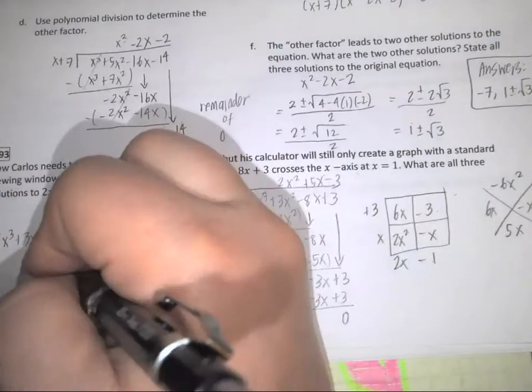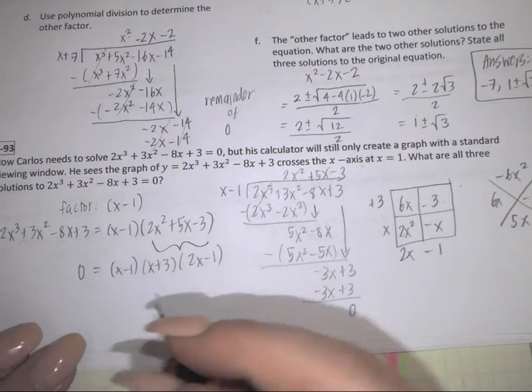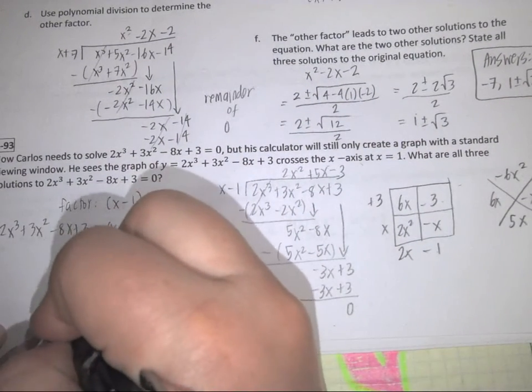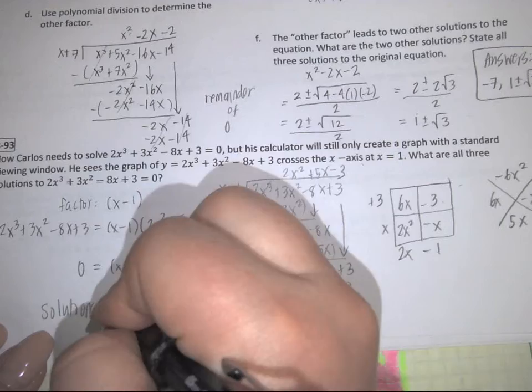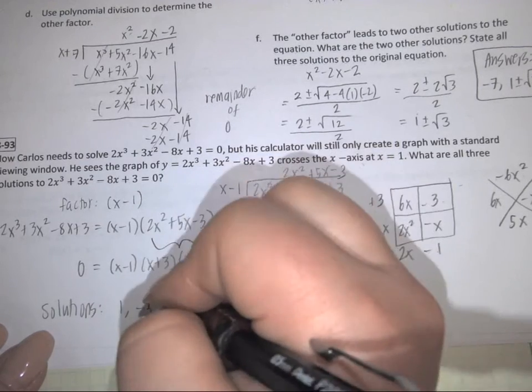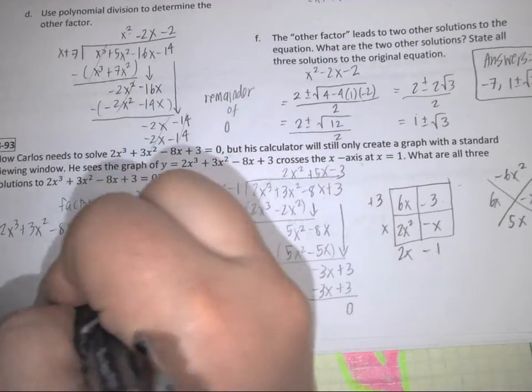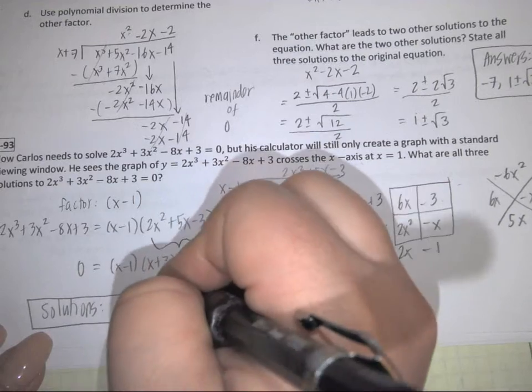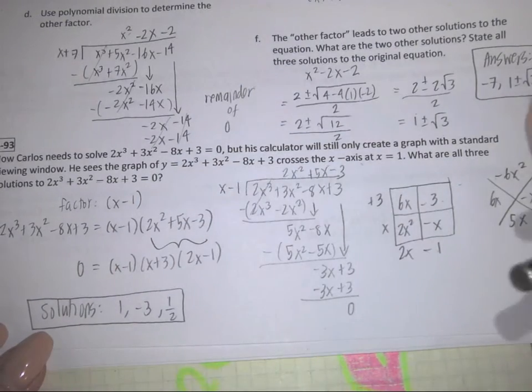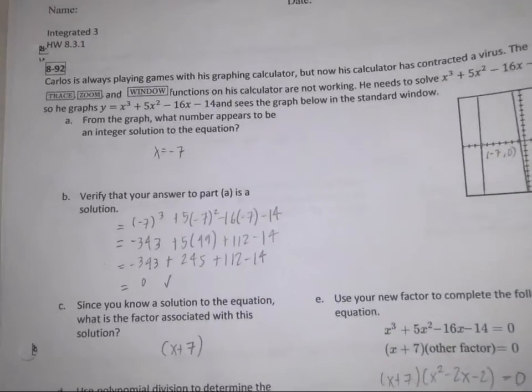So it said, what are all three solutions? So they come from here. So the solutions are 1, negative 3, and 1/2. Okay, next page.